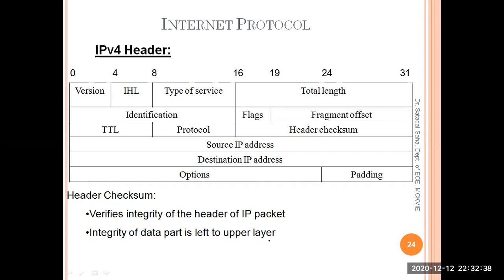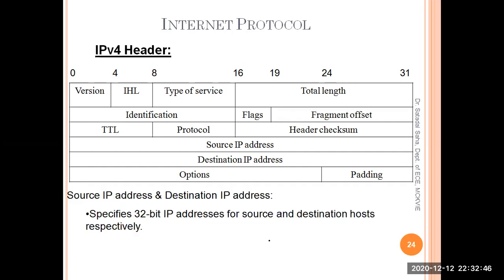And there will be a header checksum for verification of the integrity of the header part. Integrity of the data part is left to the upper layer. And there will be a source IP address and the destination IP address. Again, for IPv4 it is a 32-bit IP address both for source and destination.